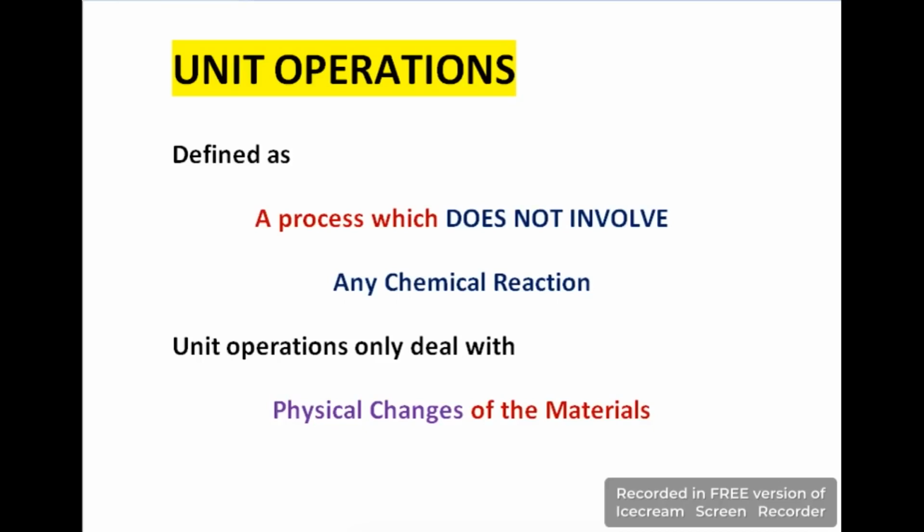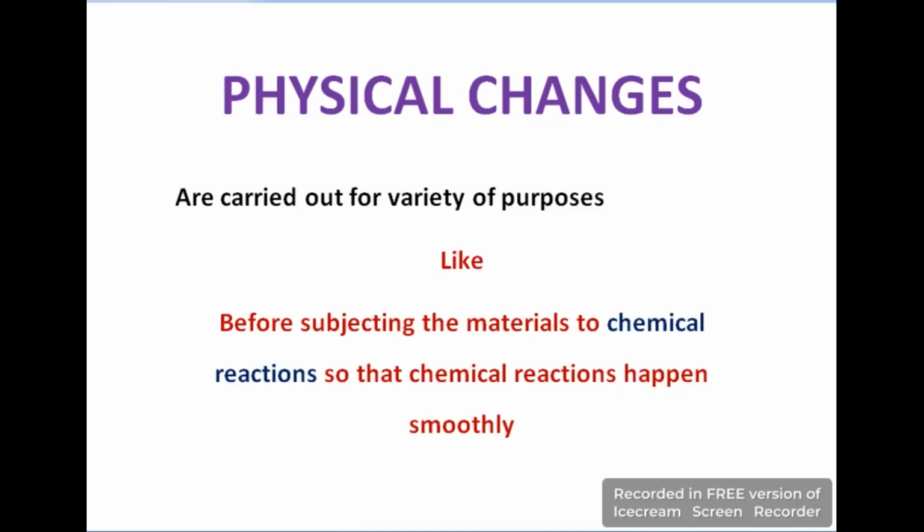So unit operations only deal with the physical changes of the material. In the previous slide, I talked about physical changes. Now I will tell you why these physical changes are necessary. In industry, physical changes are used for a variety of purposes. Before a chemical reaction, we must apply physical changes to the raw material because we want the chemical reaction to take place smoothly and efficiently. It is the first step for economical operation.